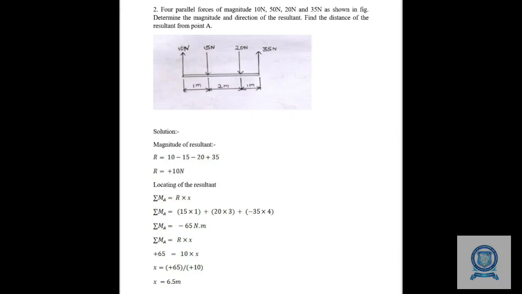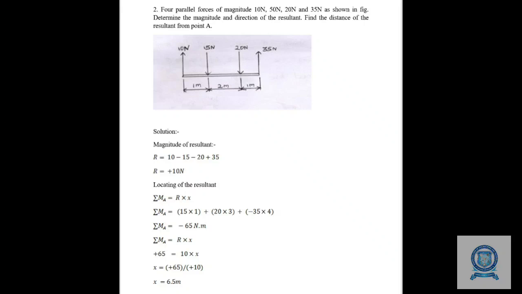Then, according to Varignon's theorem, sigma MA is equal to R into d. This is a linear system and all the forces are vertical, so the distance d becomes the perpendicular distance of the resultant also, because the resultant has only a vertical component. So the d value is directly the perpendicular distance of the resultant with respect to that point. So we can equate sigma MA is equal to R into d.